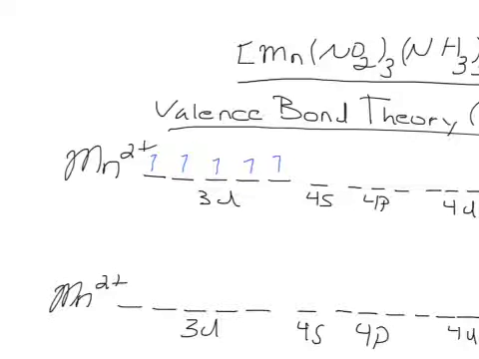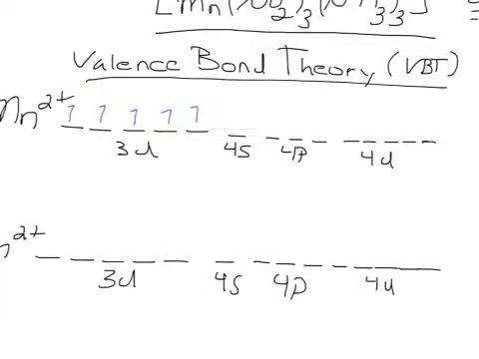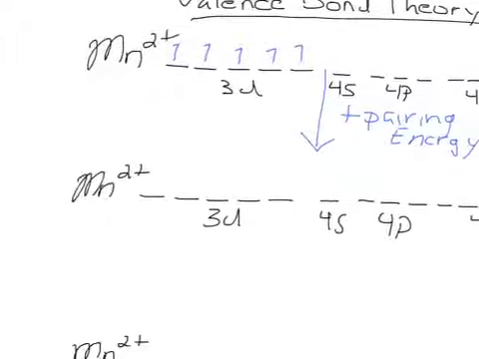Now, since we determined that our ligand is strong, we need to pair up these electrons. So we're going to then add pairing energy, and this is going to make the electrons now pair up. So let's come down here. Let's pair up the electrons. So we're going to have 1, 2, 3, 4, 5.